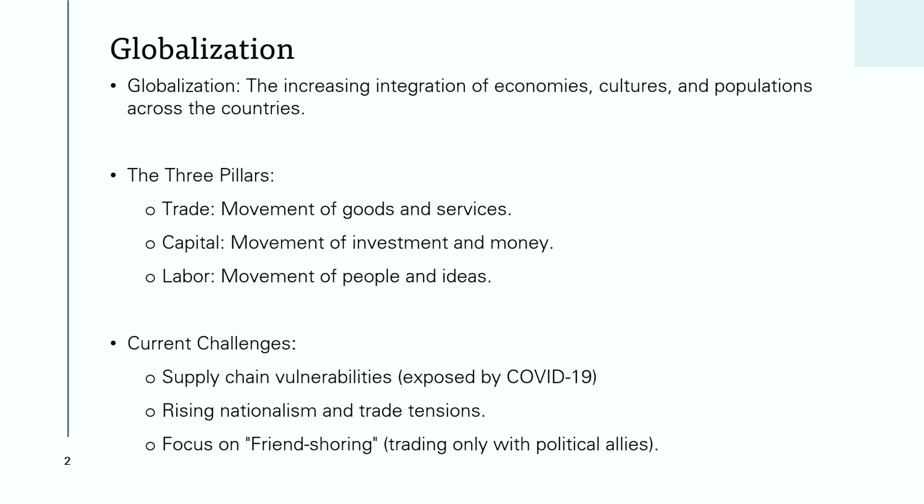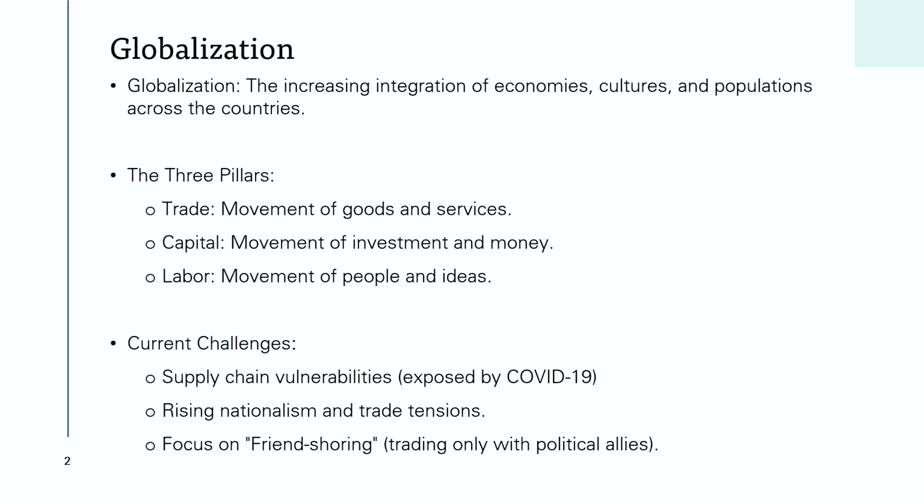Globalization refers to the increasing integration of economies, cultures, and populations across countries. This integration happens through three major pillars: trade, which involves the movement of goods and services; capital, which refers to flows of investment and money; and labor, which includes the movement of people and ideas.